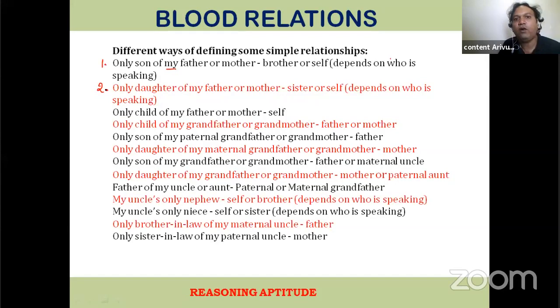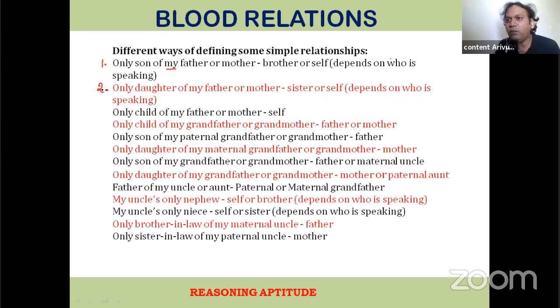Only daughter of my father or mother is sister or self. So if a boy is speaking this time, then since it's talking about only daughter, that girl is the boy's only sister. But if a girl is speaking, then the girl is talking about herself. So if I say Anita's father has only one daughter, who is she? Answer would be Anita. Clear?